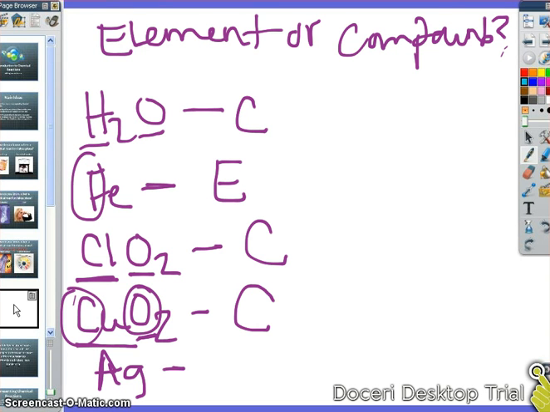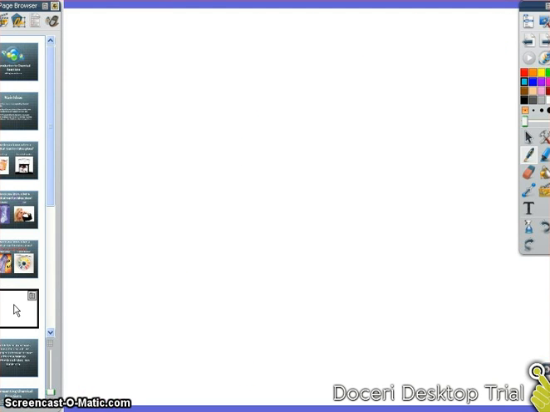Okay, Ag. This is an element. We only have one capital letter. Okay. All right, now we're going to talk about atoms in a compound.